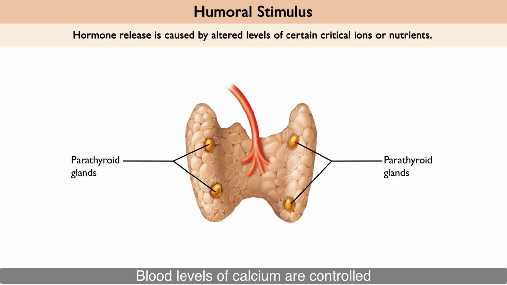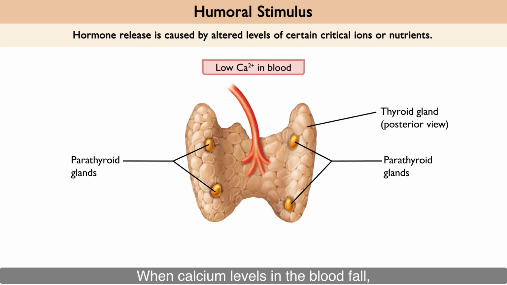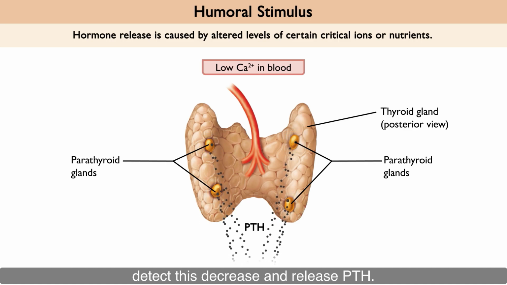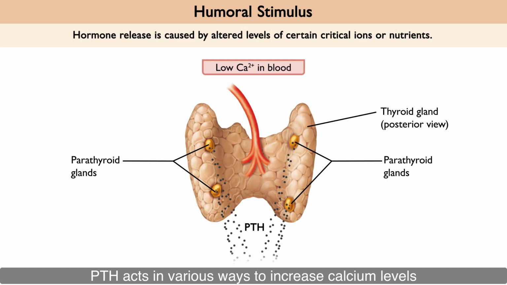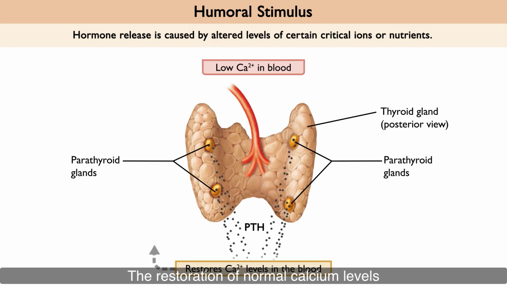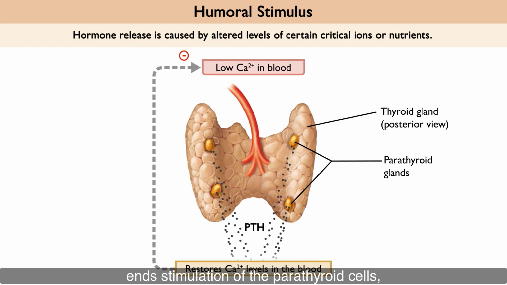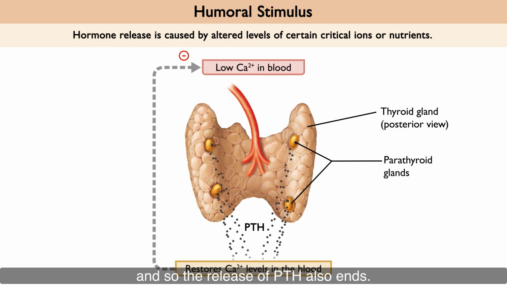Blood levels of calcium are controlled by parathyroid hormone. Parathyroid hormone, or PTH, is released by parathyroid glands located on the posterior surface of the thyroid gland. When calcium levels in the blood fall, the cells of the parathyroid glands detect this decrease and release PTH. As you'll see later in the chapter, PTH acts in various ways to increase calcium levels in the blood. The restoration of normal calcium levels ends stimulation of the parathyroid cells, and so the release of PTH also ends.